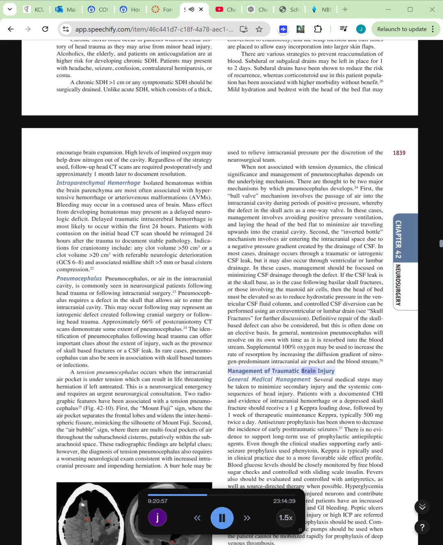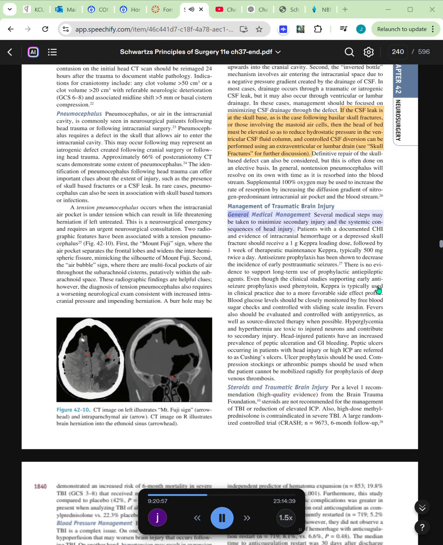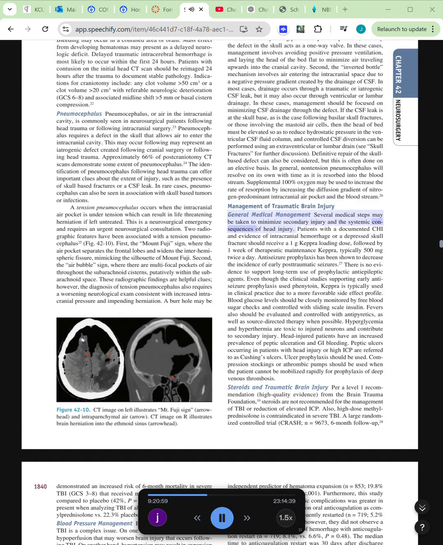Management of traumatic brain injury. General medical management: several medical steps may be taken to minimize secondary injury and the systemic consequences of head injury. Patients with a documented CHI and evidence of intracranial hemorrhage or a depressed skull fracture should receive a 1 gram Keppra loading dose, followed by 1 week of therapeutic maintenance Keppra, typically 500 milligrams twice a day.